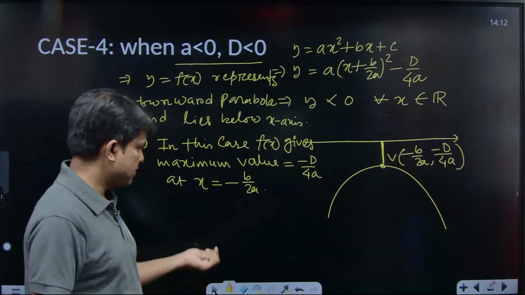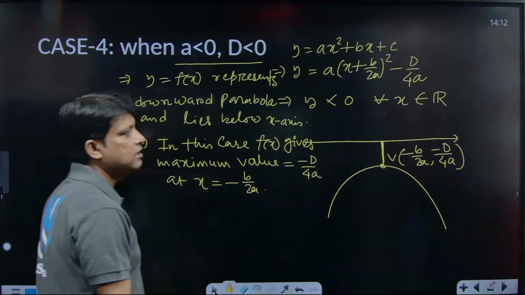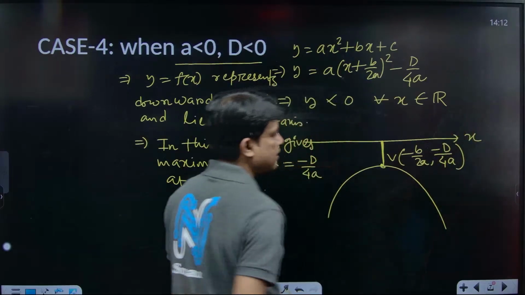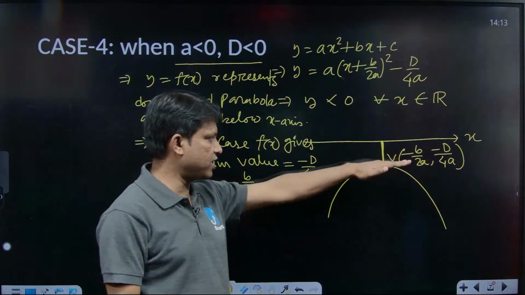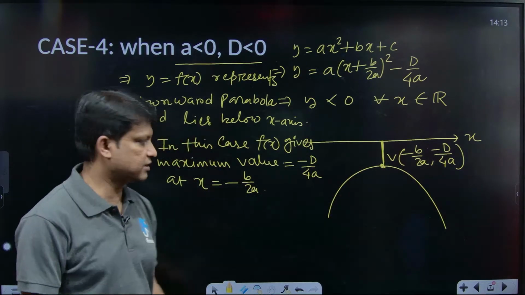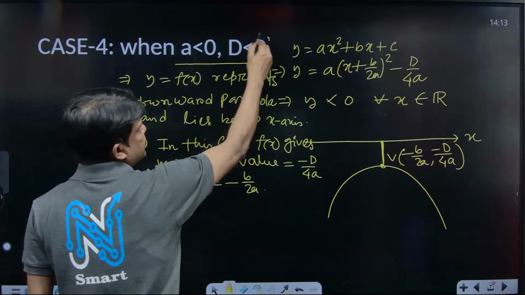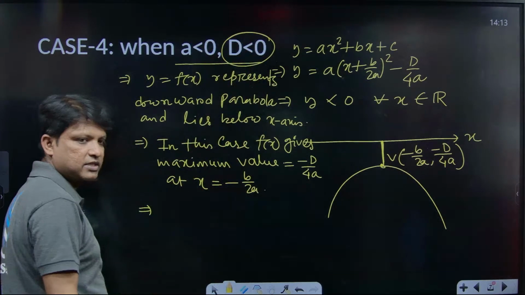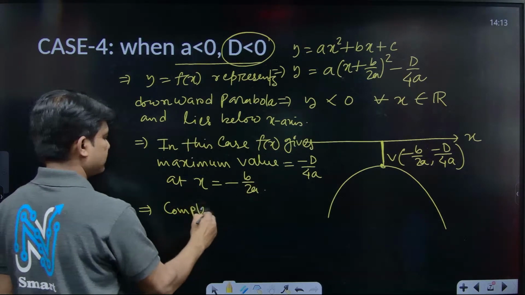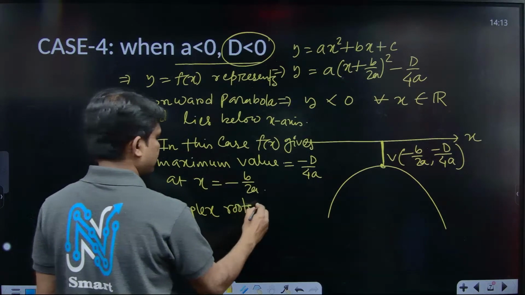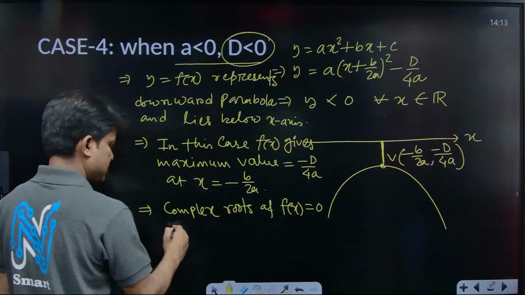Now we have to check that complex roots also exist, because that parabola never intersects the real axis. This is the x axis, the real axis. The parabola lies always below the x axis, a downward parabola, and the vertex is also below the x axis, that means it never intersects the real line, so complex roots exist. We already know when the discriminant is negative there are complex roots, so complex roots of f(x) equal to 0 exist.